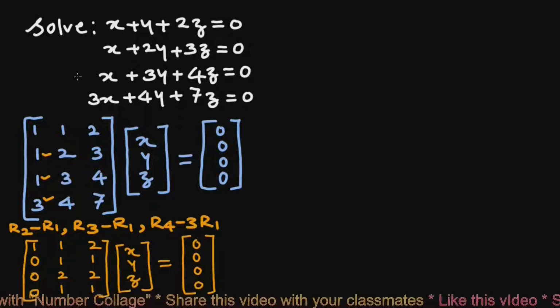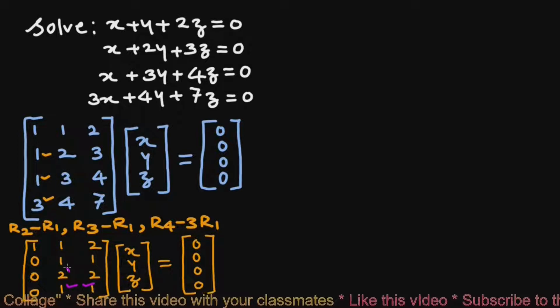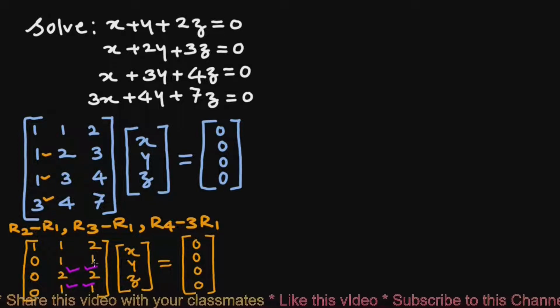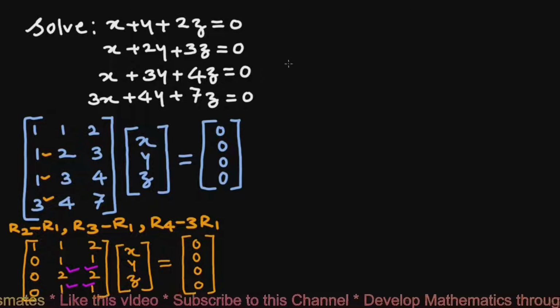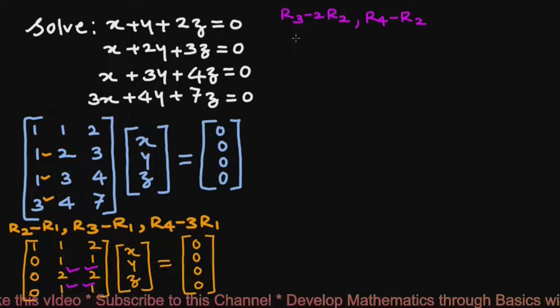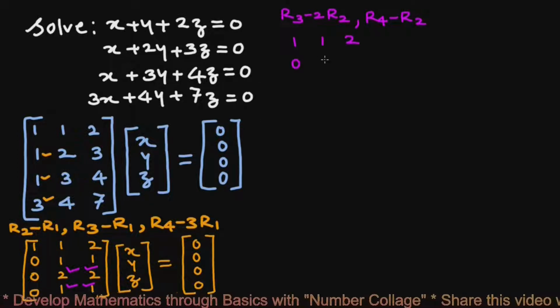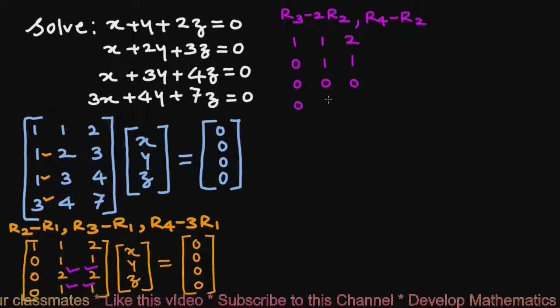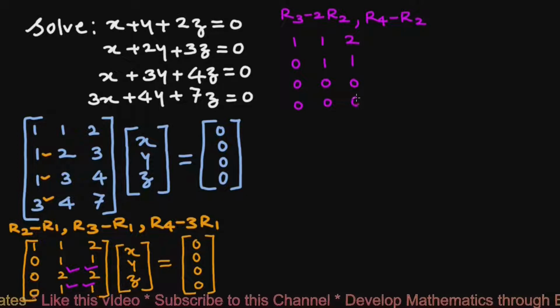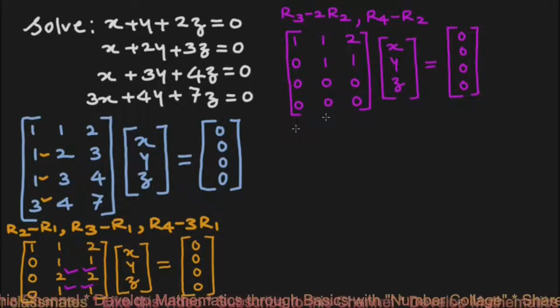Now to convert these ones and these twos to zeros, we will perform row transformations R3 minus 2R2, R4 minus R2. It will be 1 1 2, 0 1 1, 2 minus 2 0, 2 minus 2 0, 1 minus 1 0, 1 minus 1 0. Now the coefficient matrix A is in the row echelon form.